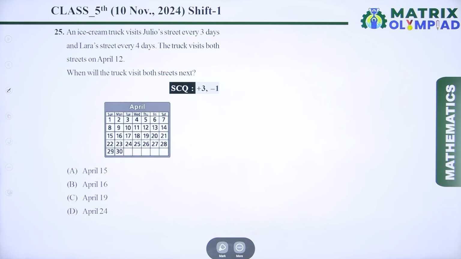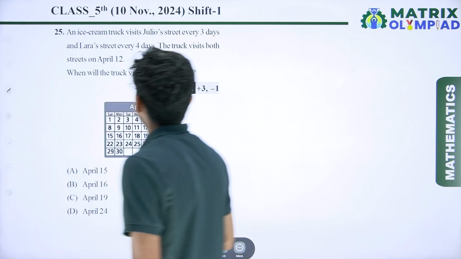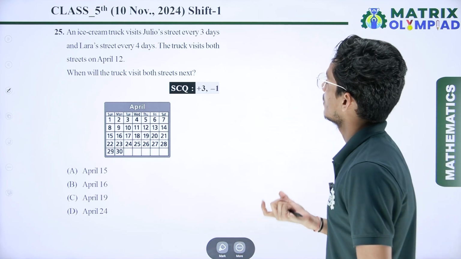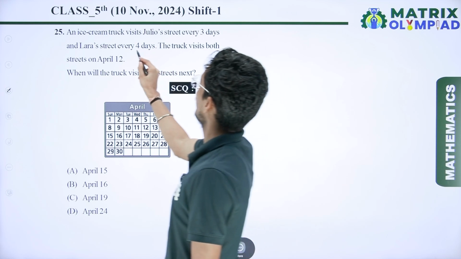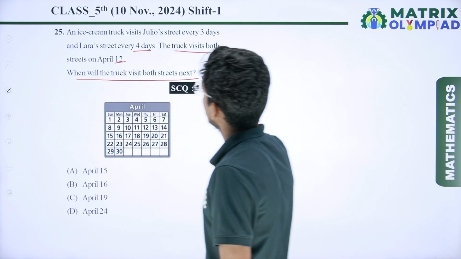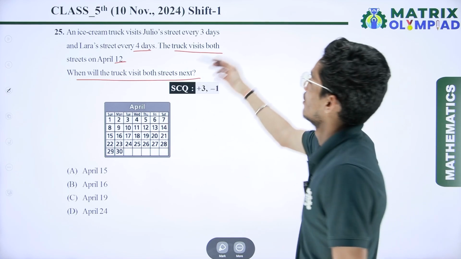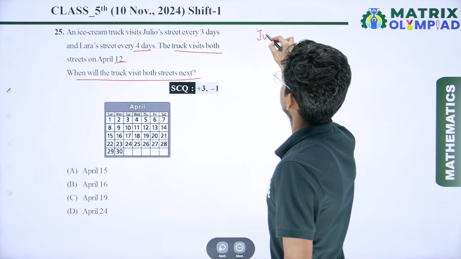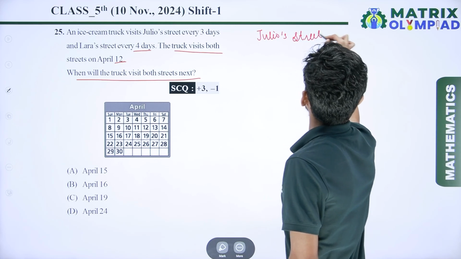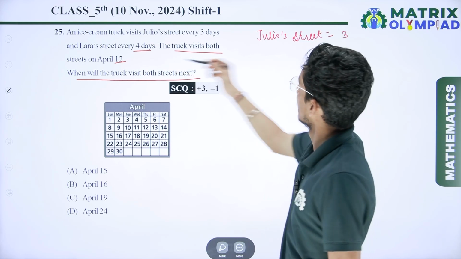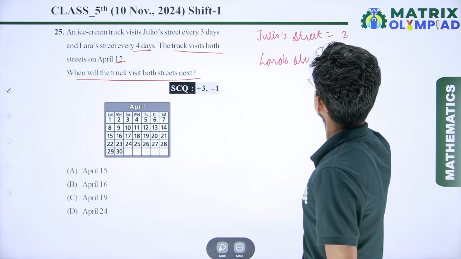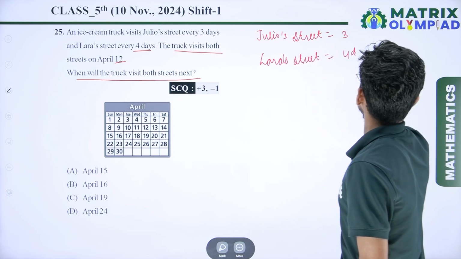So now if I talk about the next question, that is an ice cream truck visits Julius Street every 3 days and Lara's Street every 4 days. The truck visits both streets on 12 April. Then when will the truck visit both streets next? So we know Julius Street, that is every 3 days, and Lara's Street, that is every 4 days.